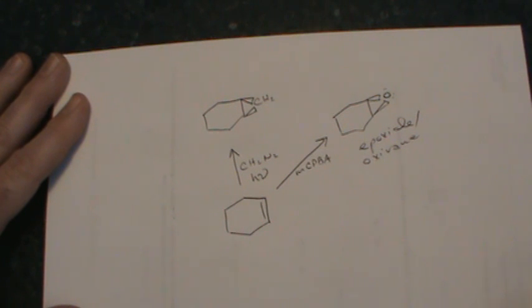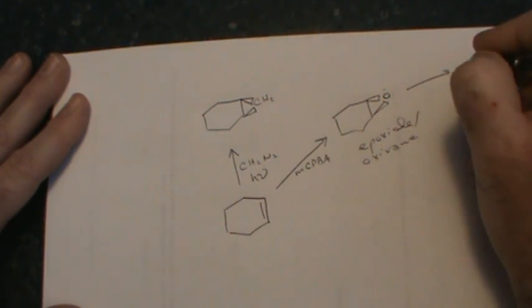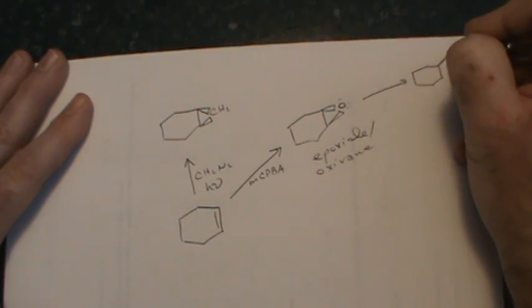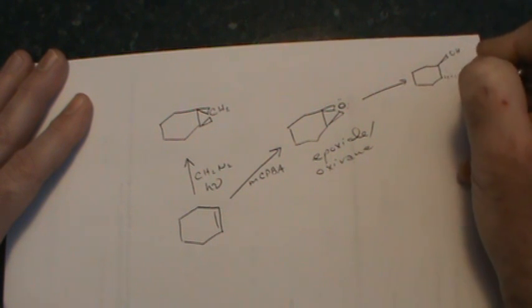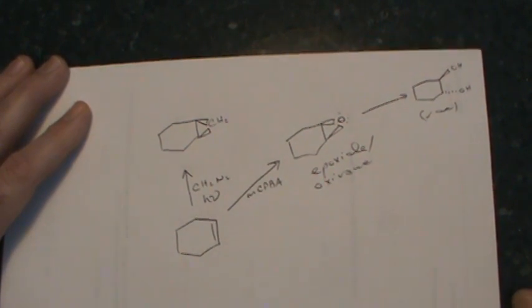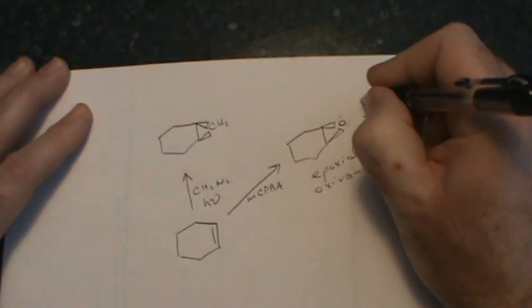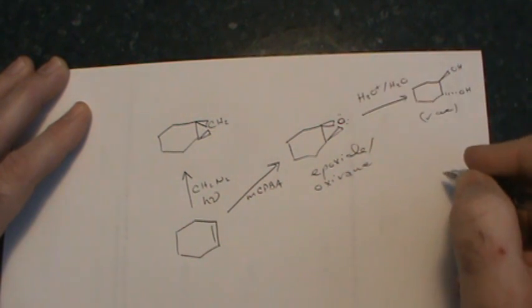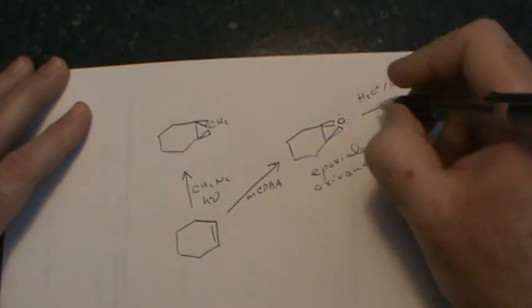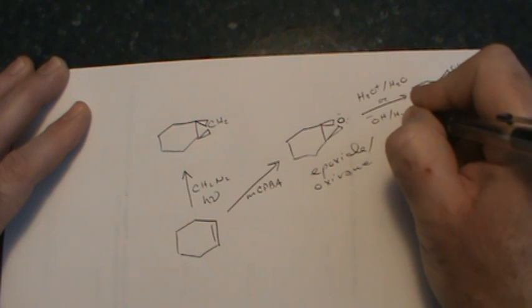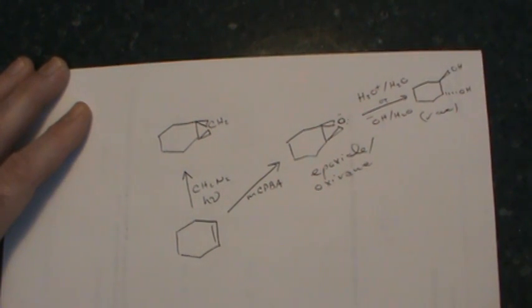One of the reactions it undergoes is hydrolysis. If we hydrolyze this, we can produce the corresponding anti-vicinal diol, which would be produced as a racemic mixture. And we have two different ways to hydrolyze it. We can either do that in aqueous acidic conditions, H3O+, H2O, or OH-, H2O. Both of those lead to the anti-vicinal diol product.